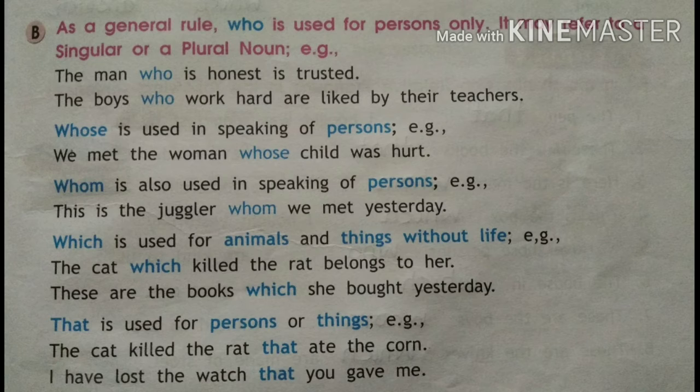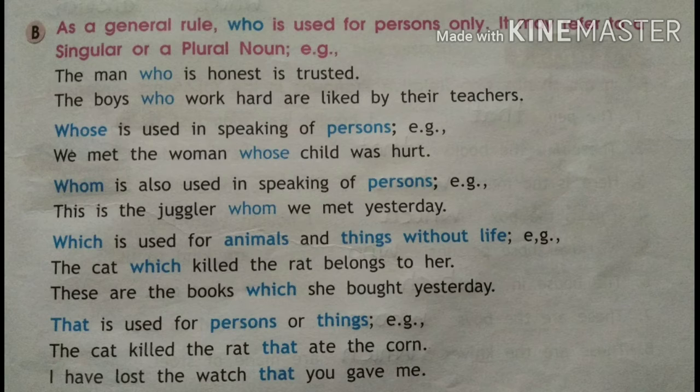That is used for persons or things. Now that is also used in some cases. We can use that also as a relative pronoun to join sentences when we are talking about any person or thing. So, the cat killed the rat that ate the corn. So here again we are talking about certain animals and we are using that. I have lost the watch that you gave me. So watch is a non-living thing, and we are joining the sentences with a relative pronoun that, and it is associated with the noun watch.